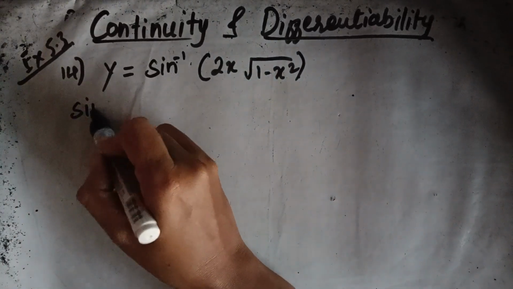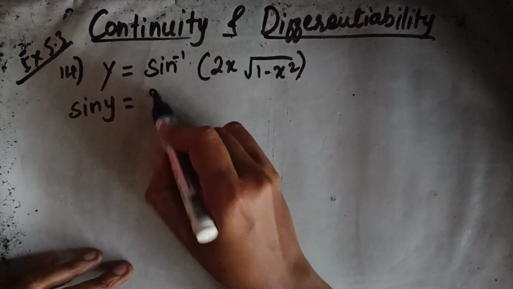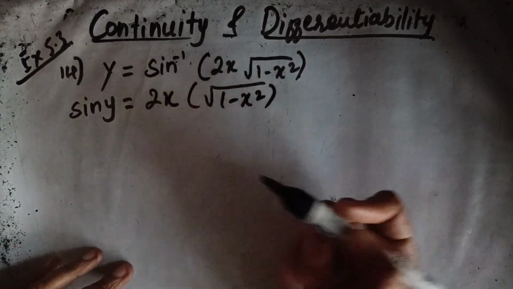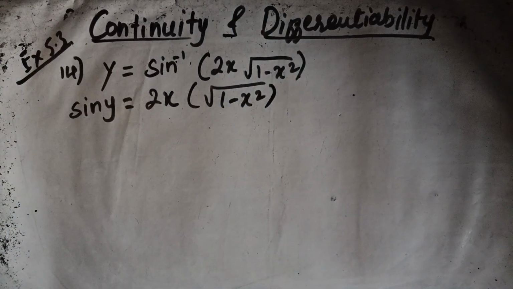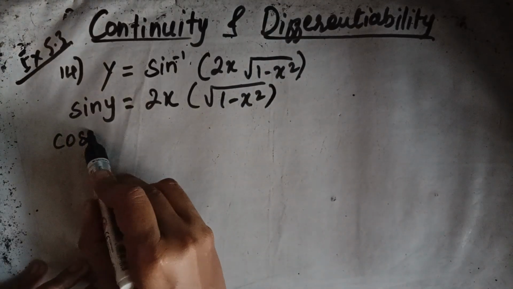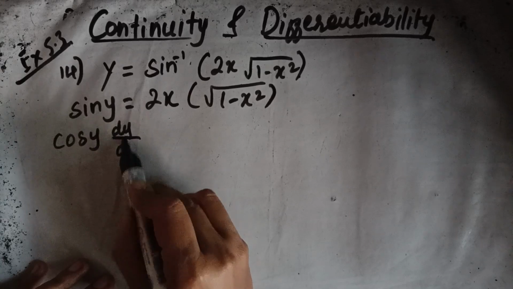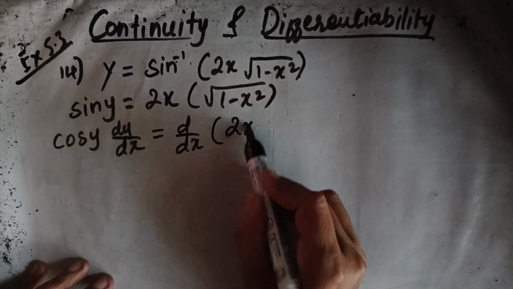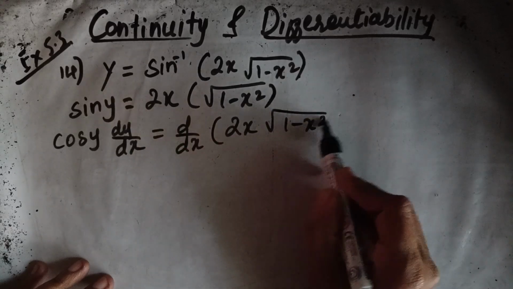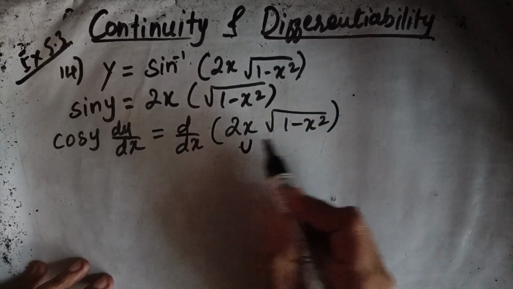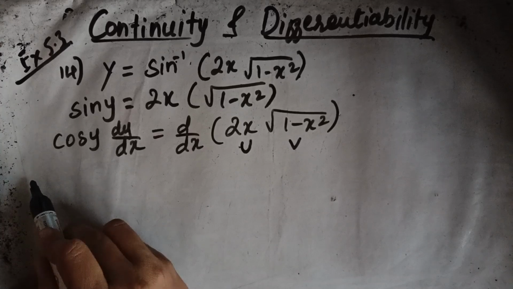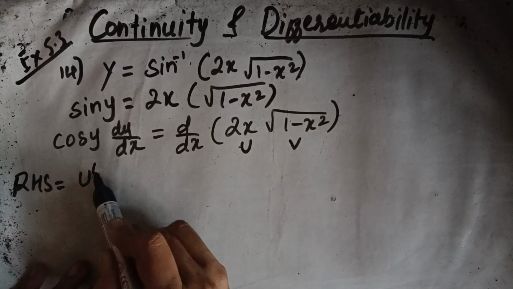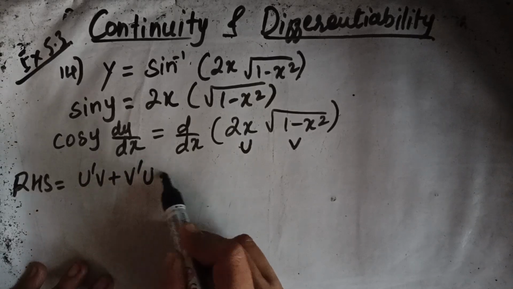That is, this becomes sine y equal to 2x root of 1 minus x square. Okay. So differentiating both the sides, we get cos y dy by dx equal to d by dx of this function. So here product rule applies. So this is u, this is v. Okay. So we'll write RHS as u dash v plus v dash u.